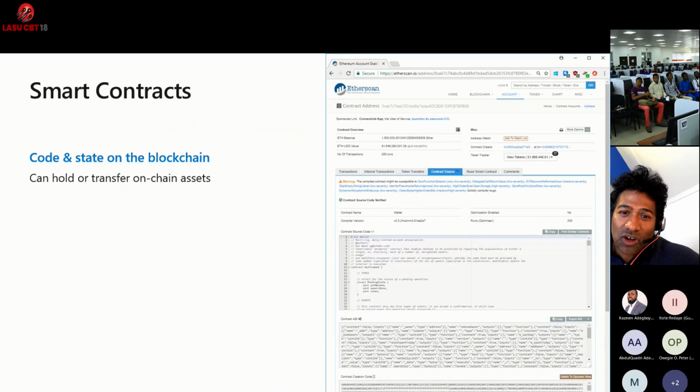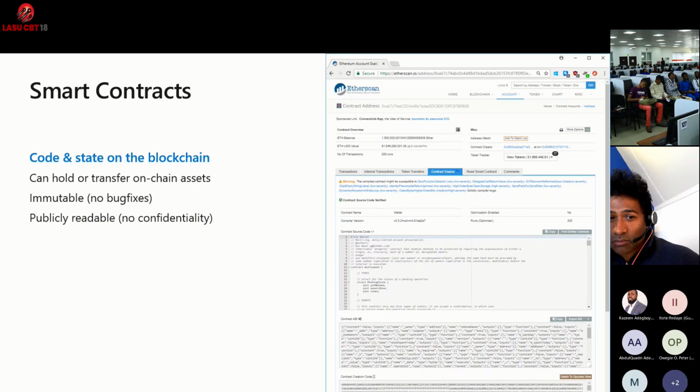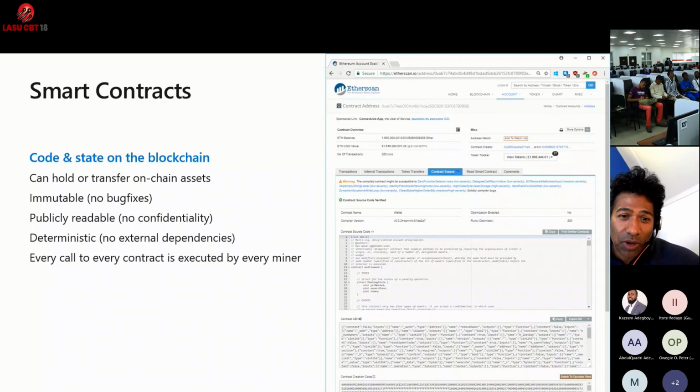A smart contract basically has the code and the state of the contract on the blockchain. So where we had the blocks, this is where the data and also the state of the data is on the blockchain. With the code being immutable, you can't really change it. It's publicly readable, so anybody can have a view of it. There are no external dependencies, and every call to a contract is executed by every miner.